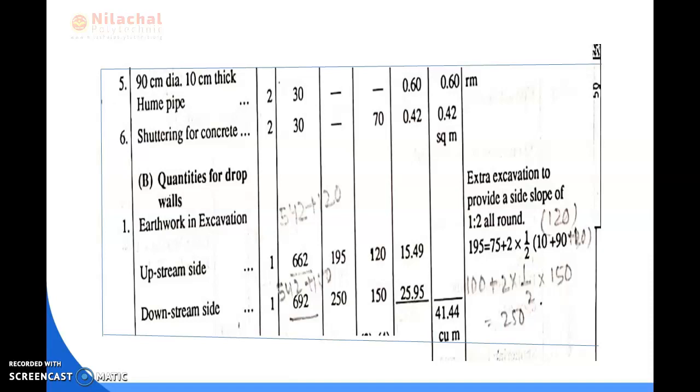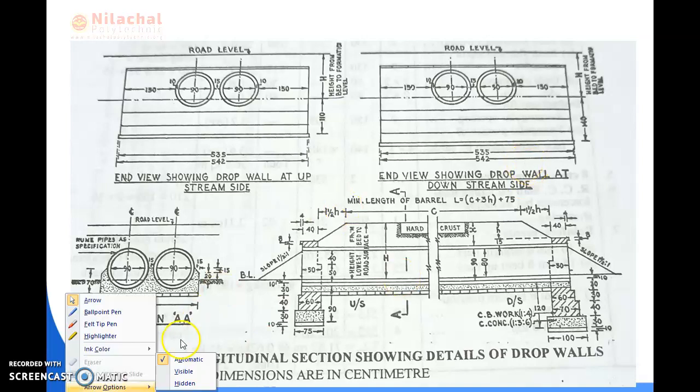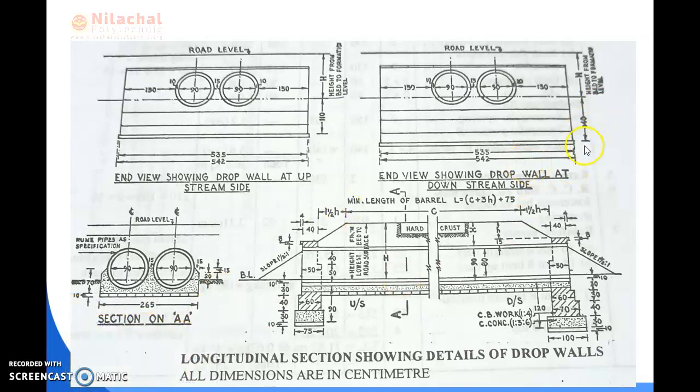So here, what is the height of the excavation? For the downstream side drop wall, the height of the excavation we consider from the bottom of the foundation to the ground level. Here, what is the distance from the bottom of the foundation to the ground level? Follow the end view of the drop wall, from the bottom to the ground level.